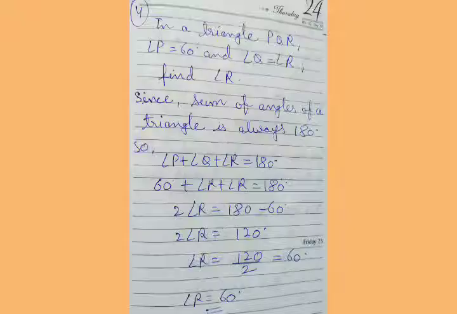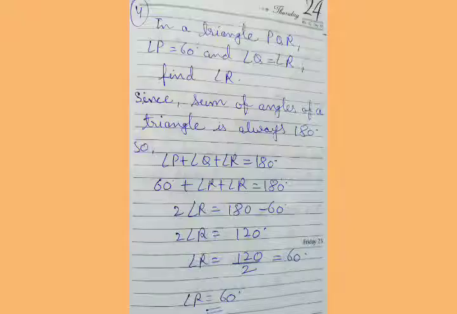Angle R. So we know the sum of angles of a triangle is always 180 degree. So we can write like this: angle P plus angle Q plus angle R equal to 180 degree. And the value of angle P is given, 60 degree. So 60 plus, in place of angle Q what we can write? Angle R plus angle R is equal to 180 degree.